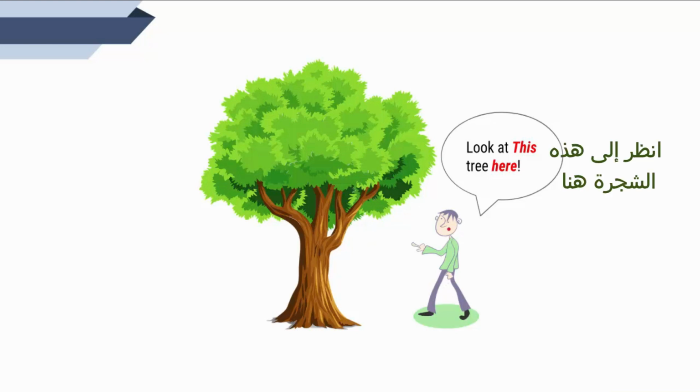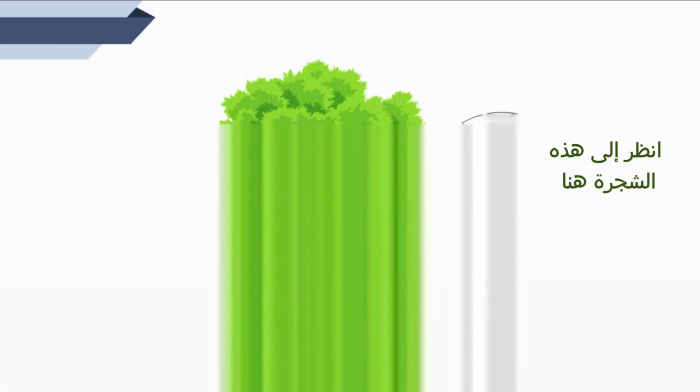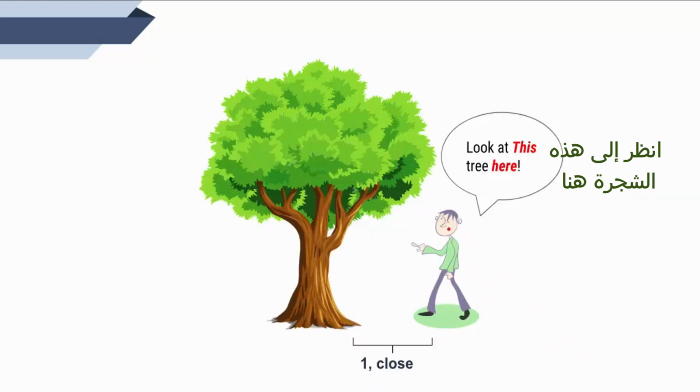This here. This is used when you want to speak about one thing which is close to you. One close, one near. This here. That's the way to memorize it.